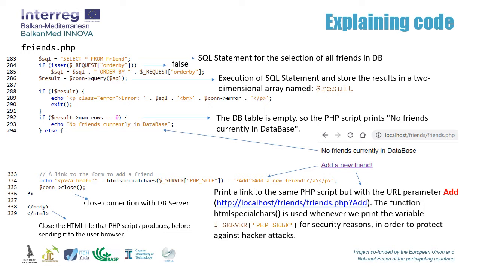In line 334, we print a link to the same PHP script, friends.php, but with the URL parameter add. The function htmlspecialchars is used whenever we print the variable $_SERVER['PHP_SELF'], for security reasons, in order to protect against hacker attacks. Finally, we close the connection with the DB server, and the HTML file that the PHP script produces is sent to the user's browser.